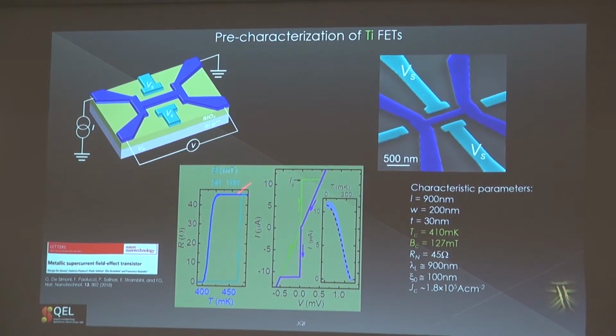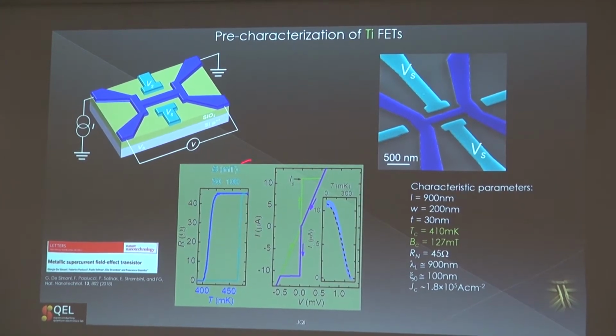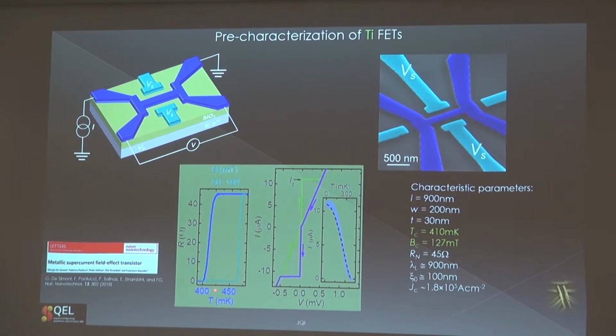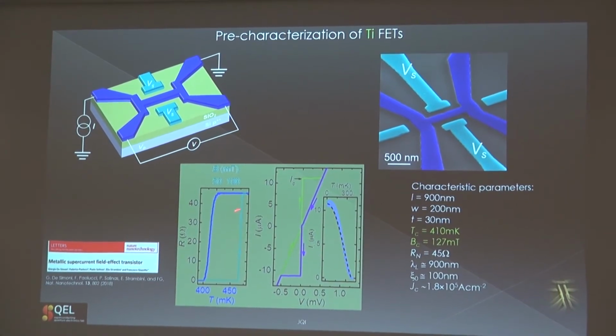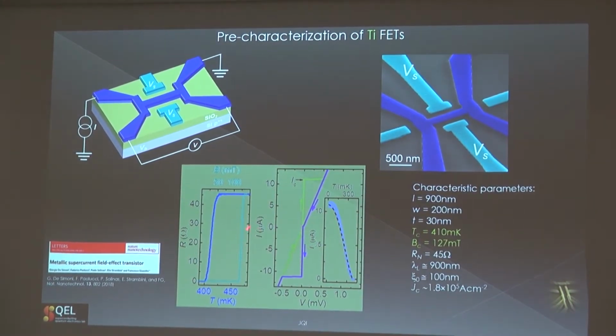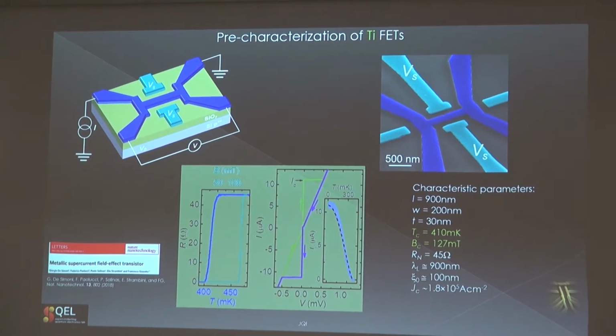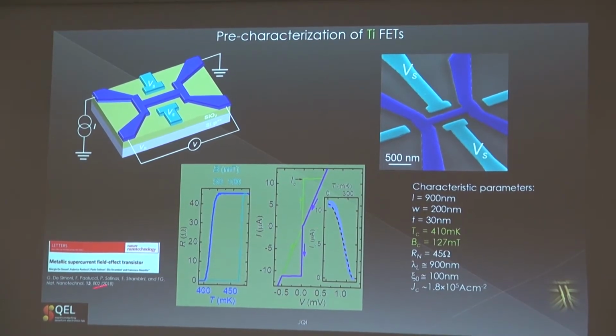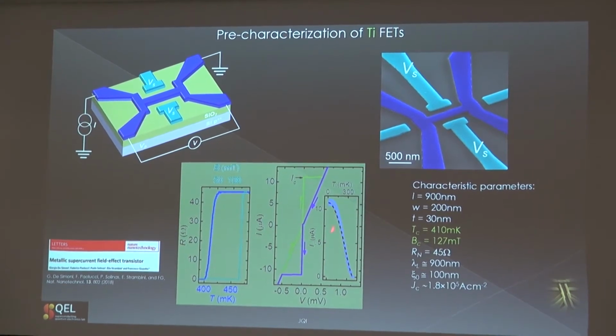Just to convince you that the system is very conventional, here is the result for the critical temperature, the dark blue line, around 400 milli-K, and the upper critical magnetic field, perpendicular to the substrate, around 120 millitesla. So this is a very conventional metallic BCS superconductor, with a critical temperature consistent with the typical parameters of electron beam evaporated titanium.